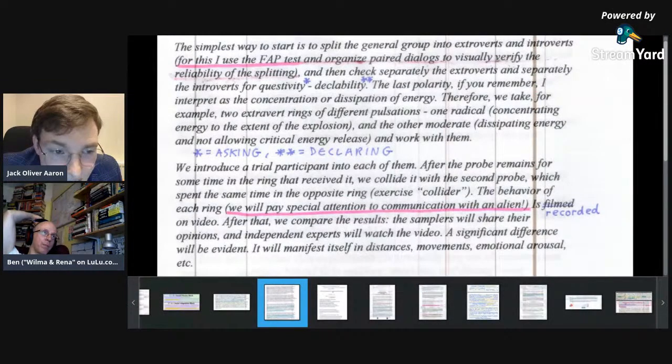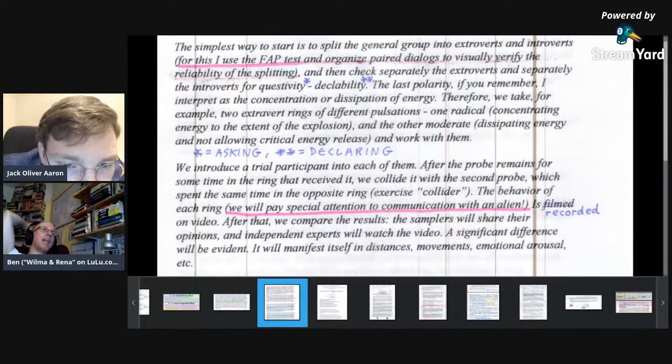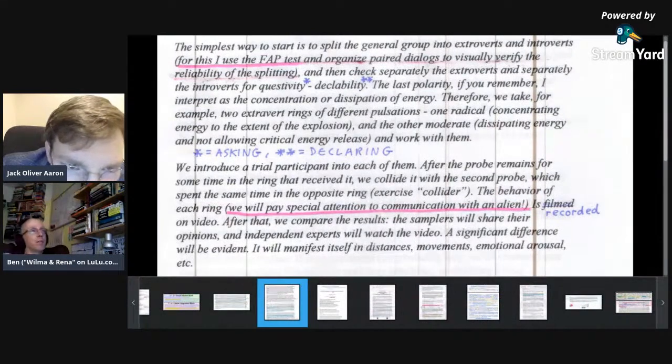So this is something which has actually been tested? Yes, Viktor knows the issue, because he does experiments all the while. But as you said, they need to be reproduced by people who haven't got a vested interest. Hang on, the way to start is to split the general group into extroverts and introverts, use paired dialogues to visually verify the reliability of the splitting, and then check separately the extroverts and separately the introverts for questivity and declarability.